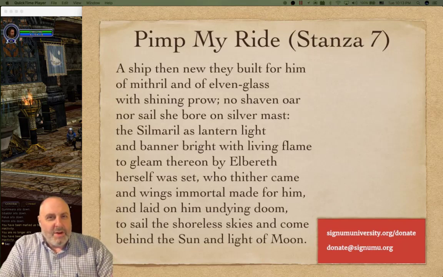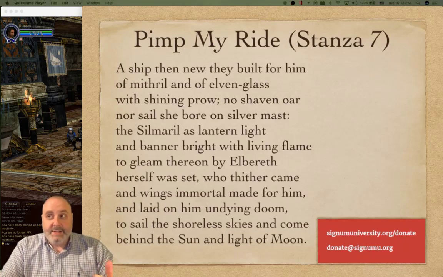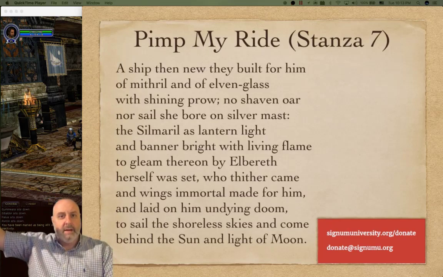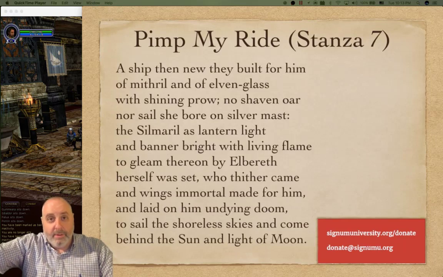Now, the way that it goes, though, undying doom to sail the shoreless skies and come behind the sun and light of moon. If he's being enabled to sail the shoreless skies and come behind the sun and light of moon, that's kind of cool. I mean, more than a little bit awesome. He's able to sail in the sky. He's been given a flying ship. That's pretty cool.